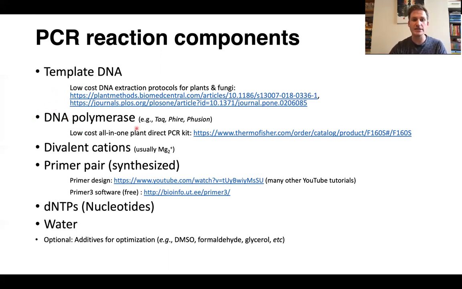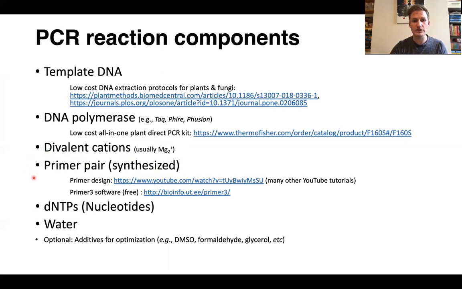DNA polymerase, this is the enzyme that copies the DNA, is quite important. And again, I've included a link for a really cheap one that has high fidelity, that is even useful for sequencing applications, which we're going to get into later. You usually need divalent cations, that is metals that have a positive charge, and this is usually manganese.